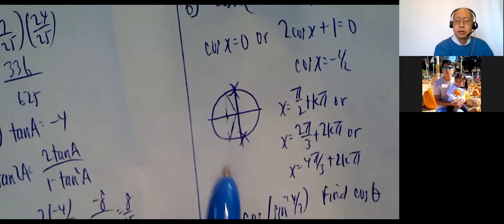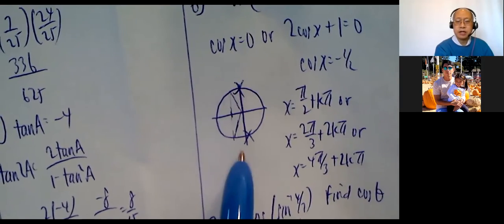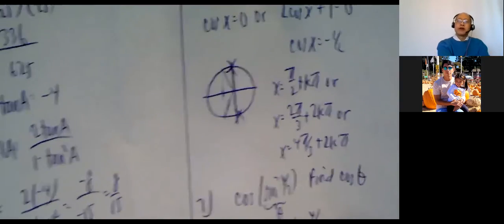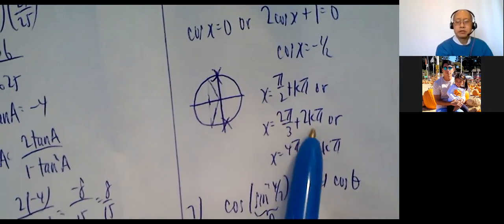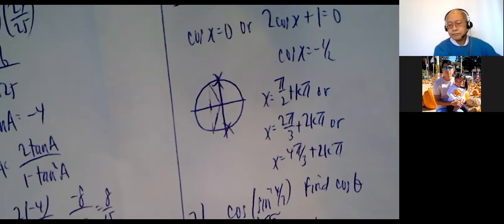Okay, where is the x coordinate on a unit circle negative 1/2? That's here and here. So that's going to be 2 pi over 3 and 4 pi over 3. So the final answer, x is pi over 2 plus k pi, or 2 pi over 3 plus 2k pi, or 4 pi over 3 plus 2k pi.